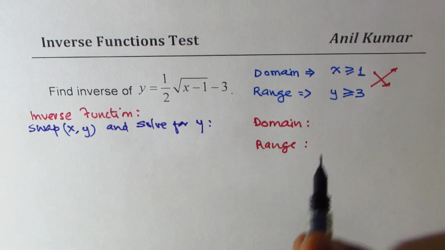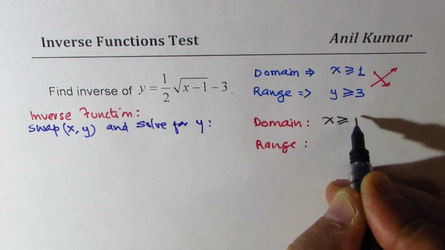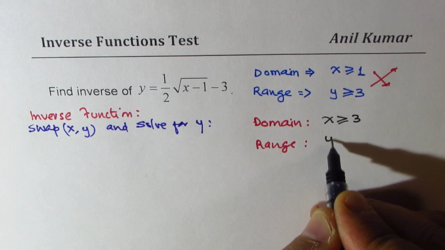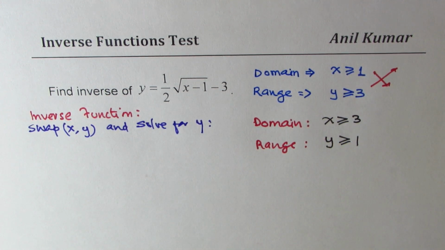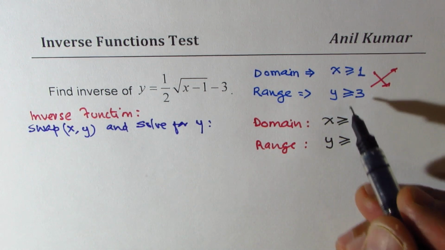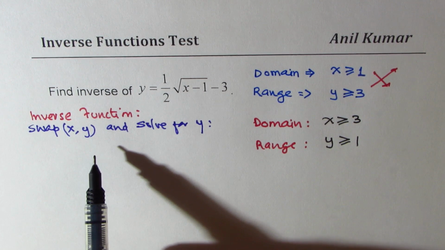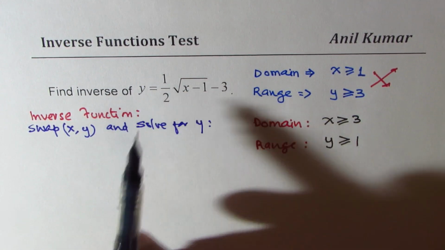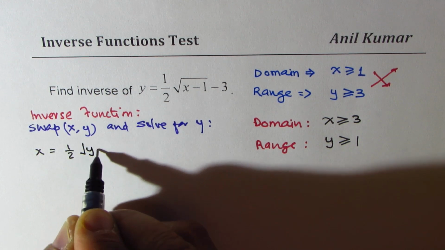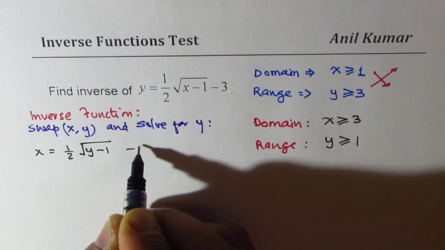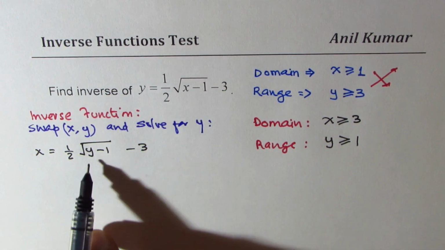Now the domain becomes x greater than or equal to negative 3, and the range becomes y greater than or equal to 1. So this is the swap. Do you understand? For any inverse function, I think that is the first step. Once you're done with that, then go regular, that is, swap x and y. So we get x equals half of square root of y minus 1, minus 3. And now you solve for y.